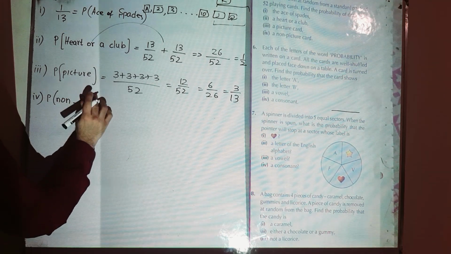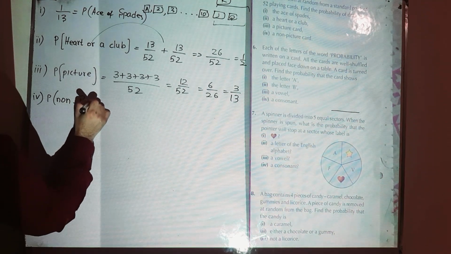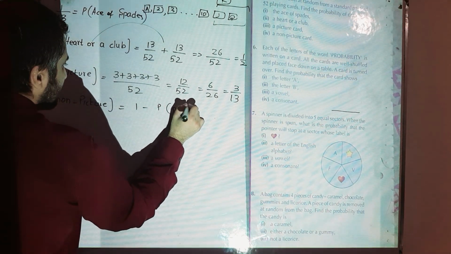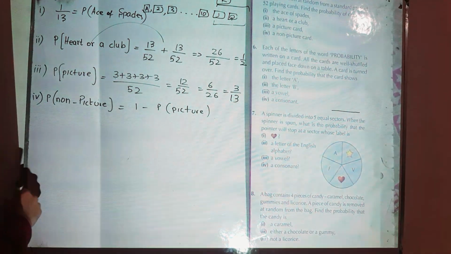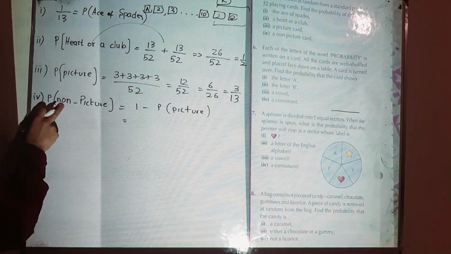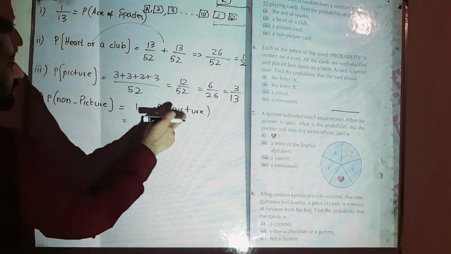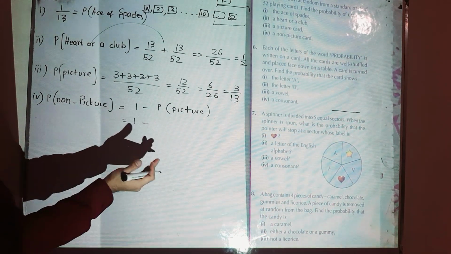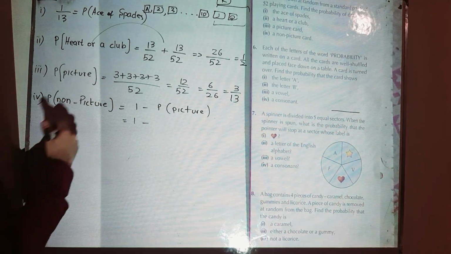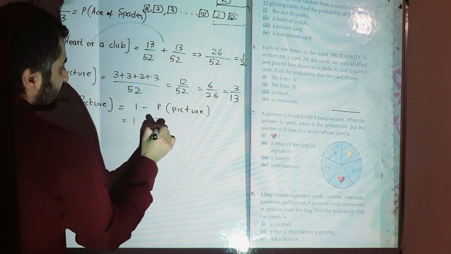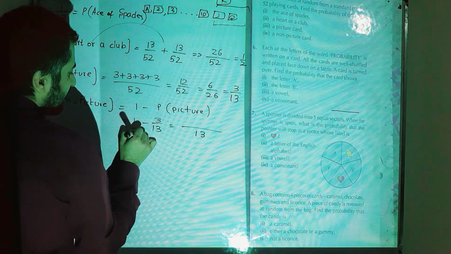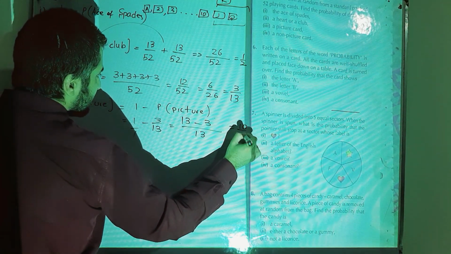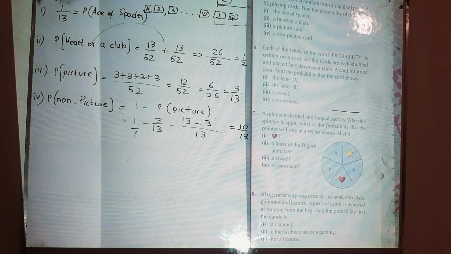You can find it by using 2 approaches. A non-picture card is simply 1 minus the probability of a picture card, as we have discussed in the previous lesson. The probability of an event not occurring is 1 minus the probability of the event occurring. So 1 minus the probability of a picture card will give you the probability of a non-picture card. Now the probability of a picture card is 3 by 13. You can take LCM as 13. Over here we have 1. 13 into 1 is 13. 1 into 3 is 3. That is 10 over 13. Okay, this is the solution for question number 5.